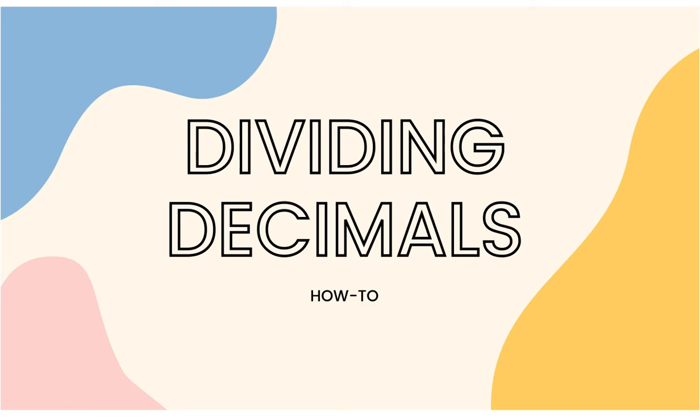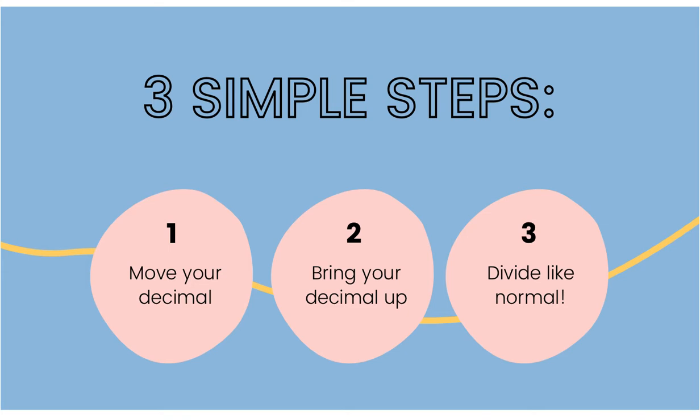Today we're going to be learning how to divide decimals, so we're going to do 3 examples. But first, here are the steps for dividing decimals. Number 1, you need to move your decimal, and we'll talk about that in a second. Number 2, you need to bring your decimal up for your answer. And number 3 is just do regular long division. So let's do an example.